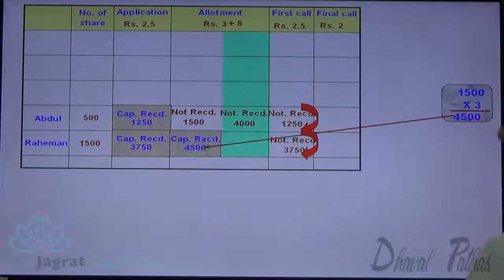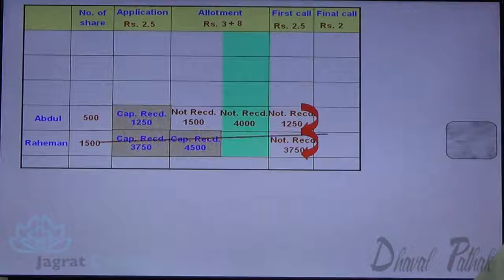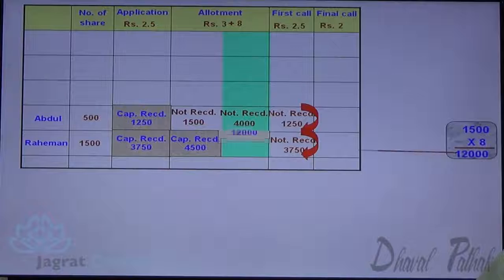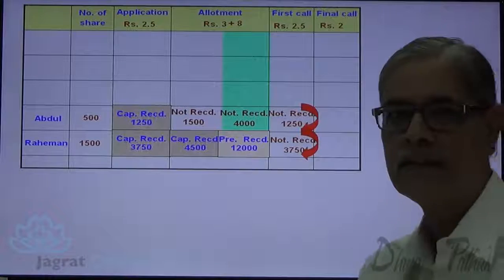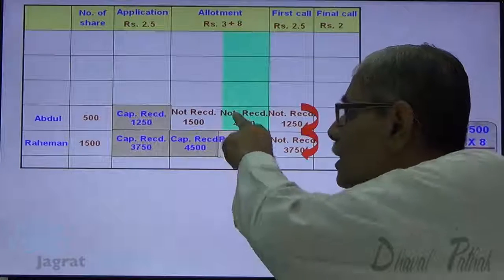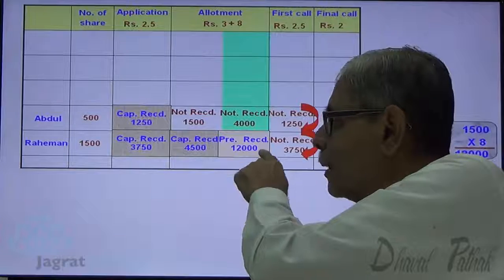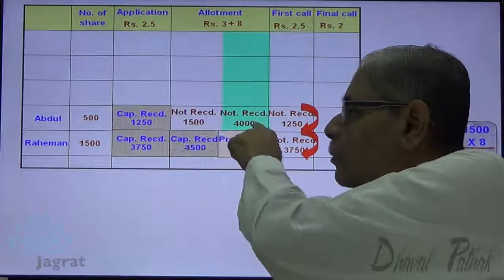This is the capital received with allotment, and premium not received. This is the premium not received, this is the premium received. So capital received, premium received. Capital not received, premium not received.